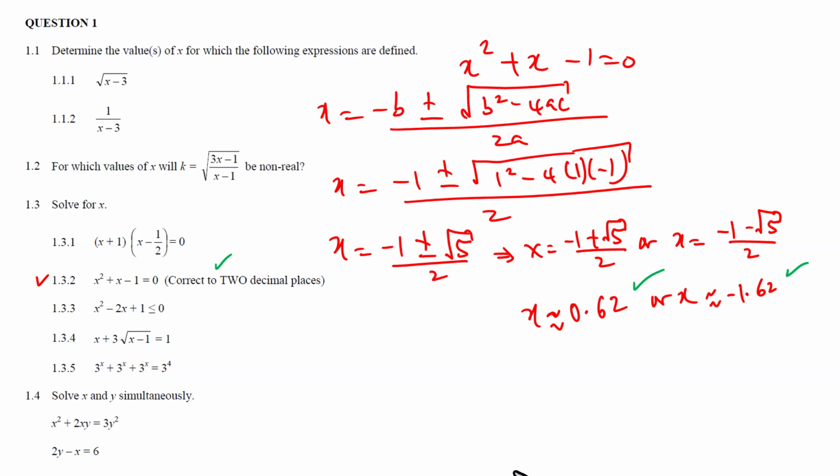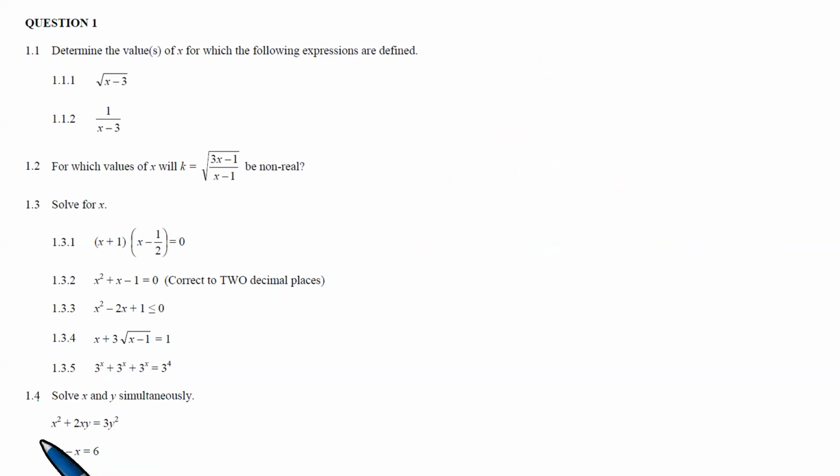The next question is 1.3.3. I'm going to give you like a minute to try this one, both of you. In 1.3.3, we have been given exactly x squared minus 2x plus 1 is less than or equal to 0. You have 1 minute to do this one quickly, please. Both of you.